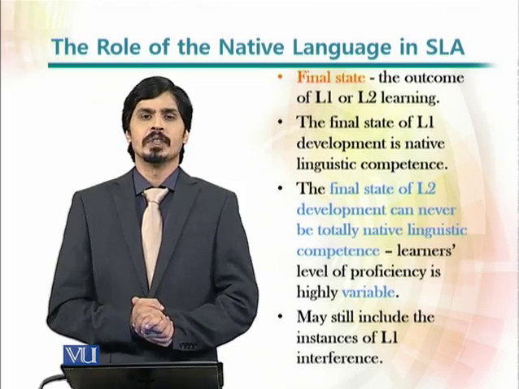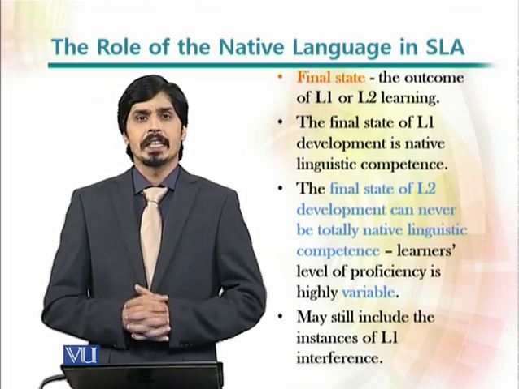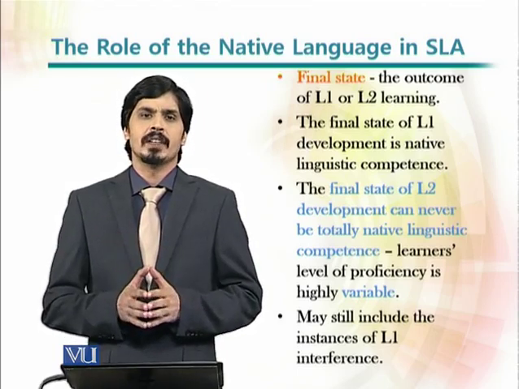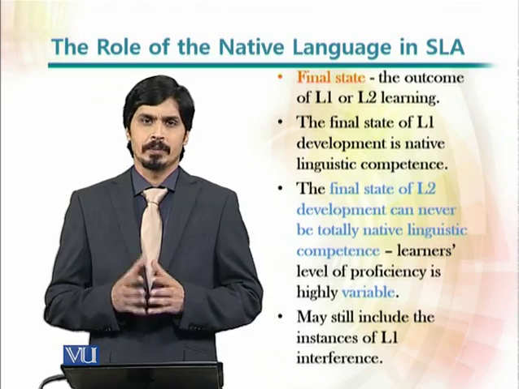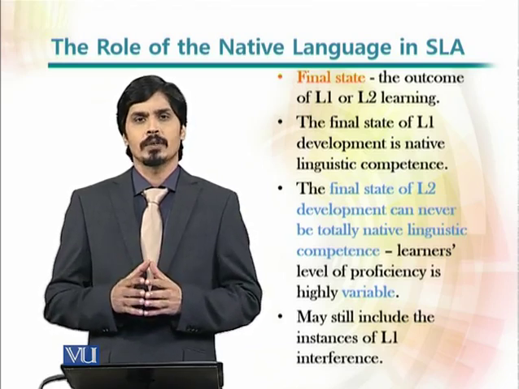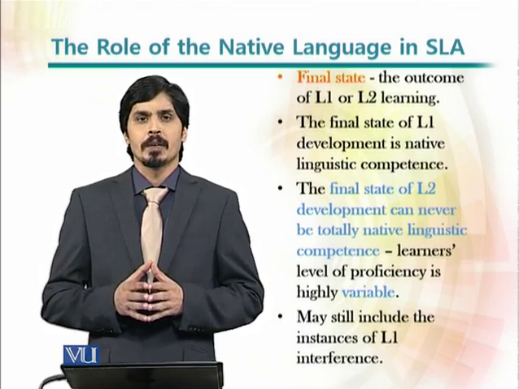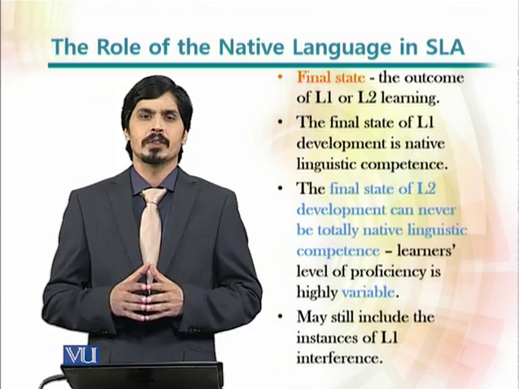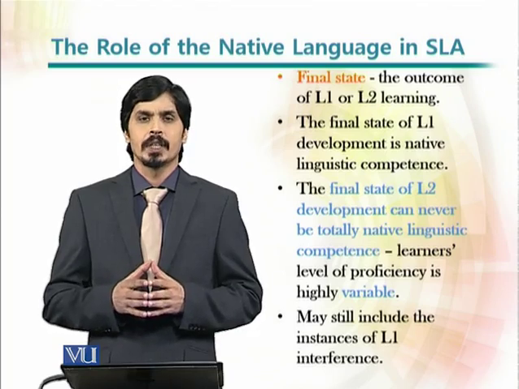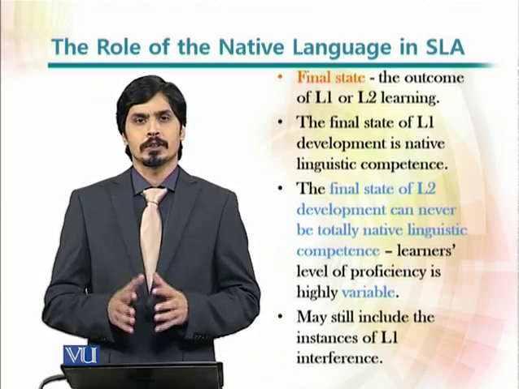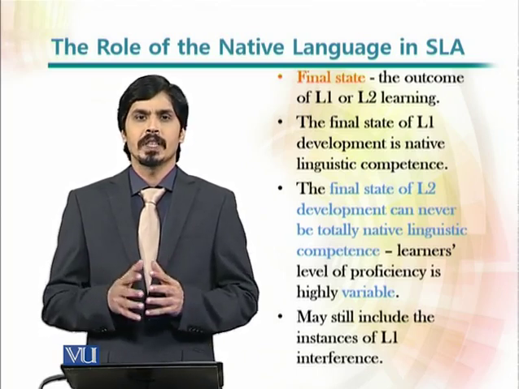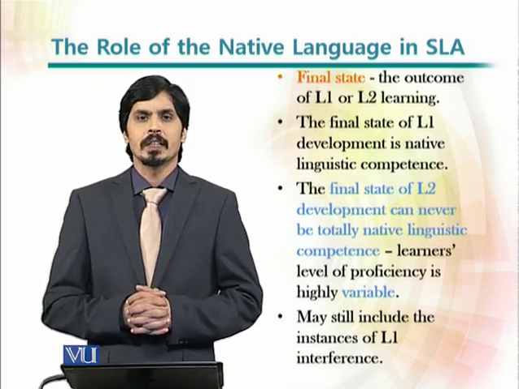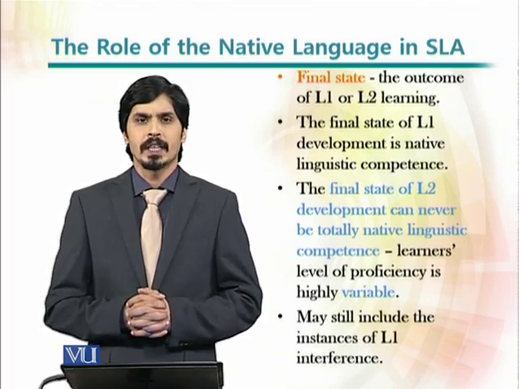In the final state, we see the outcome of learning. In the case of first language, it's similar to native-like competence, or native competence, precisely speaking. But in the case of second language, this is not sure. People may not get native-like competence in the final state of learning a second language. And there may also be a strong variation of competence among learners. Some learners may be more competent than others. This is an important feature of second language acquisition.